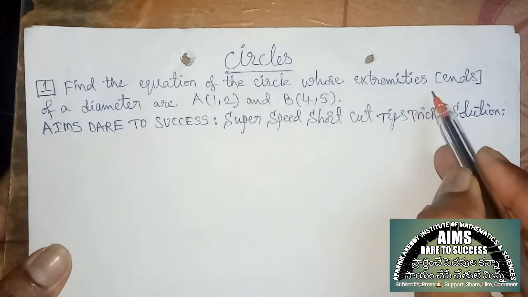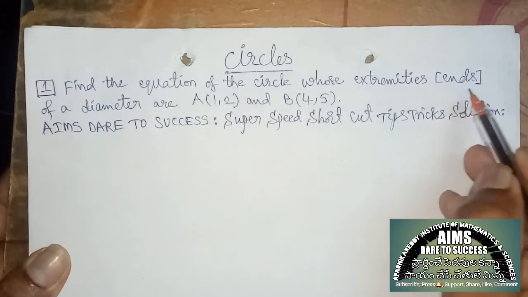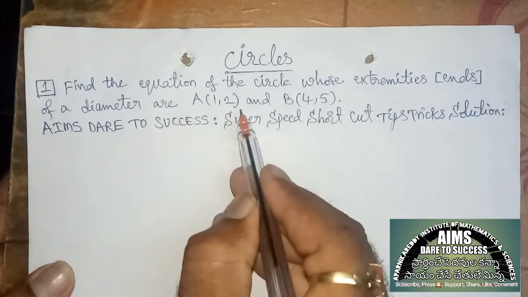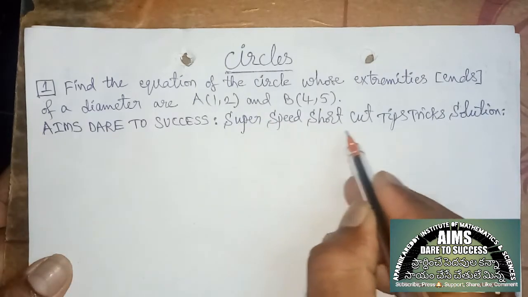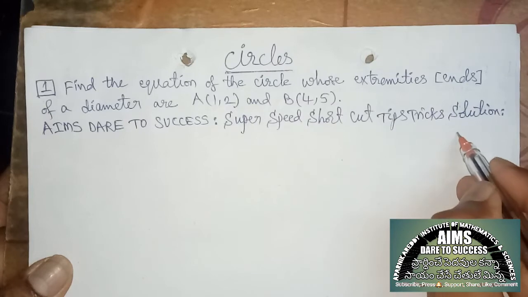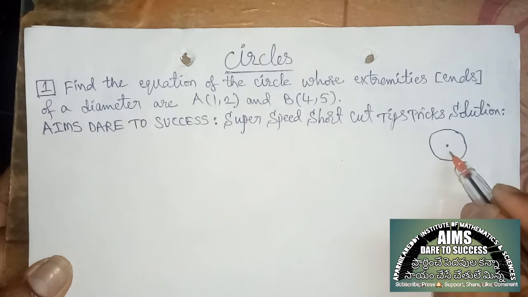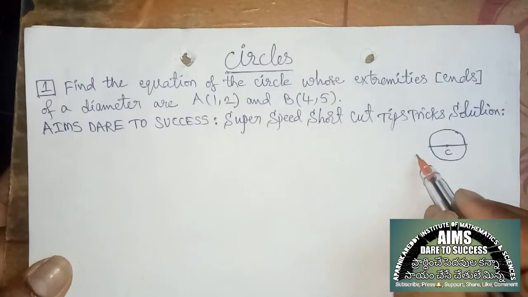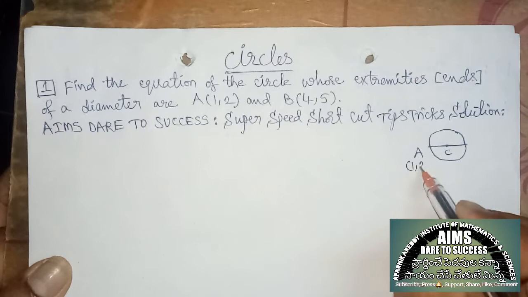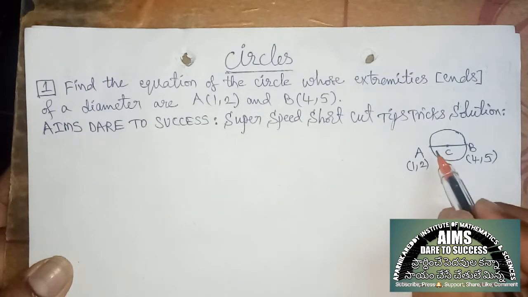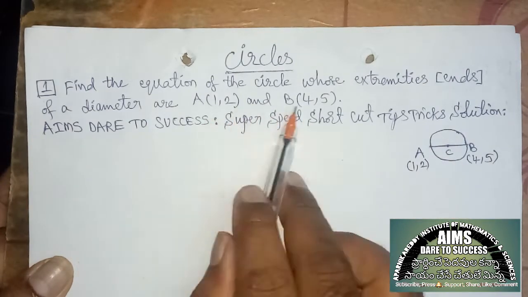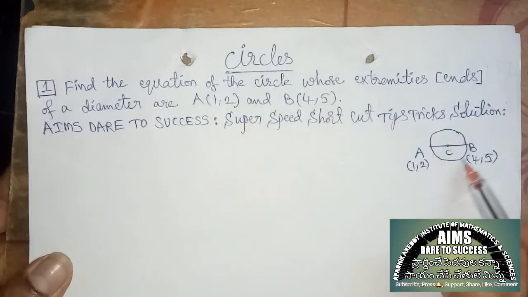Find the equation of the circle whose extremities, I mean ends of the diameter, are A(1, 2) and B(4, 5). This is the circle, this is the center, and passing through the center, this is the diameter of the circle. According to the given problem, A is (1, 2) and B is (4, 5). Using these ends of the diameter, we have to find the equation of the circle.